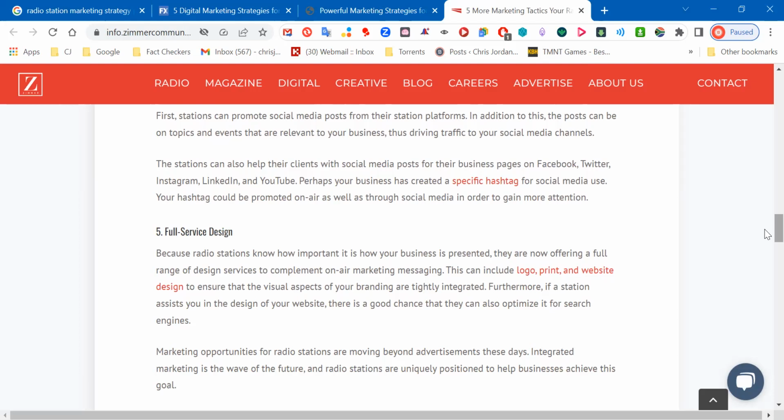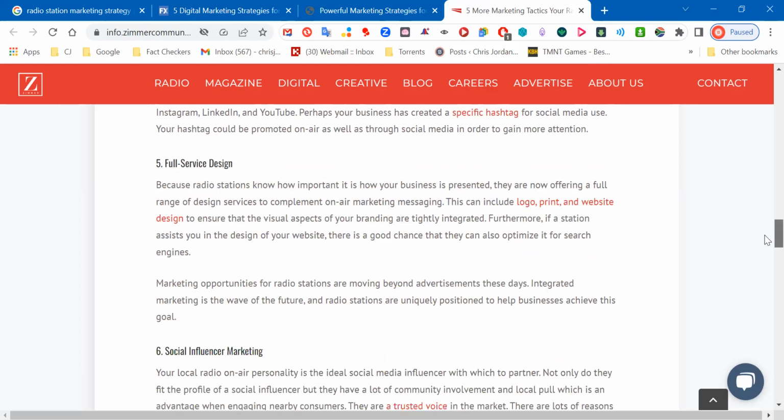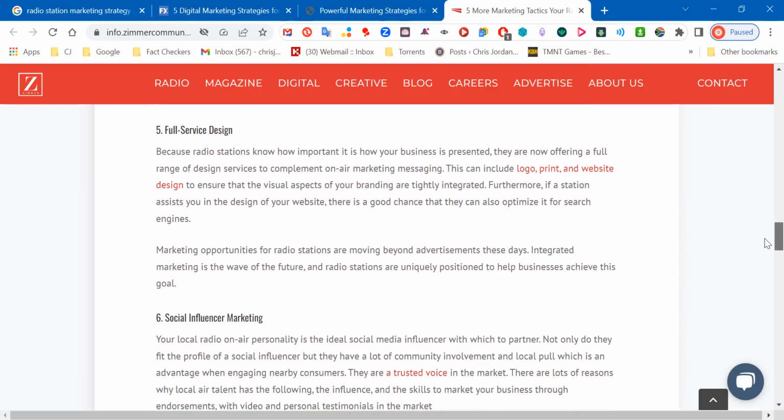And then obviously do that according to a schedule, depending on the high traffic at different times on platforms. Okay, full service design. Again, that's self-explanatory.